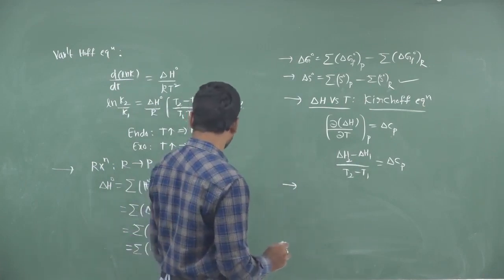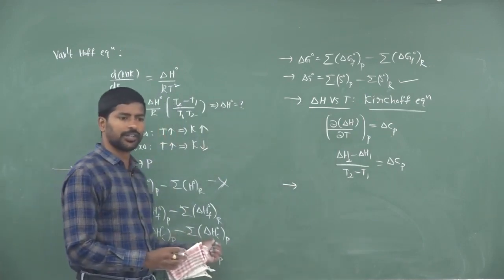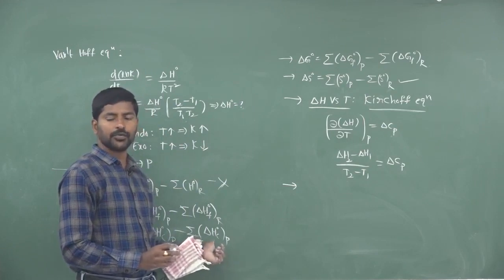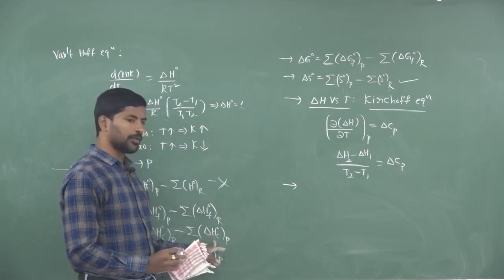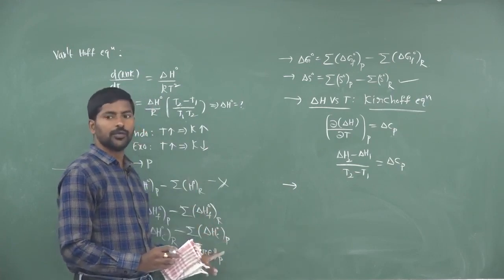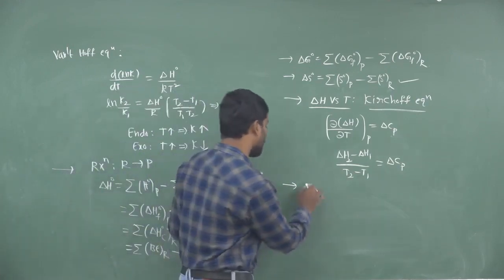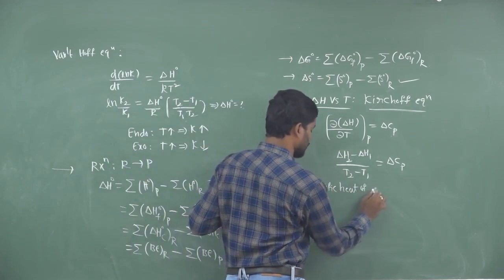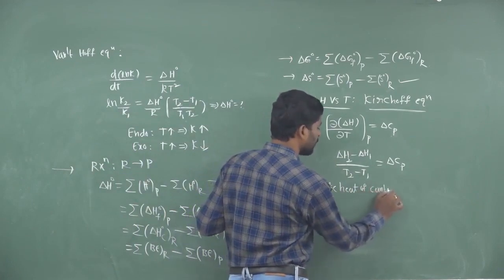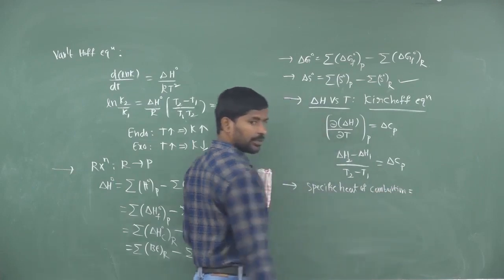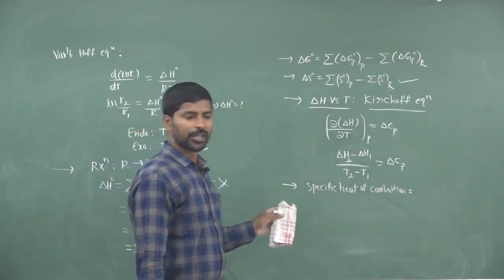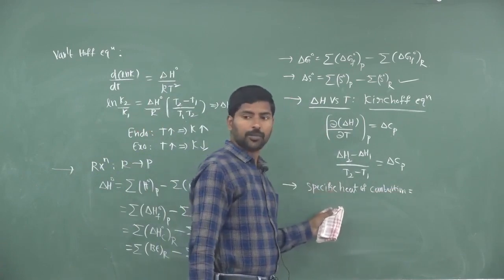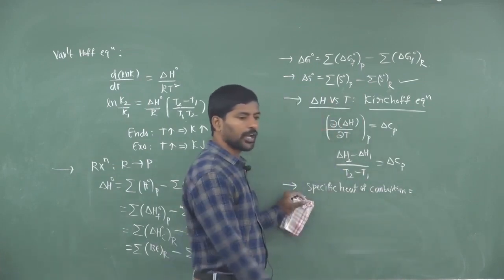Next one, combustion. You know what enthalpy of combustion is. That is the amount of heat evolved during complete oxidation or complete combustion of one mole of compound. Enthalpy of combustion we can give for how many moles of substance only? For 1 mole of substance. If you want specific heat of combustion, for 1 gram of substance, the amount of heat evolved during combustion of 1 gram of substance, that is also called the calorific value of a fuel.